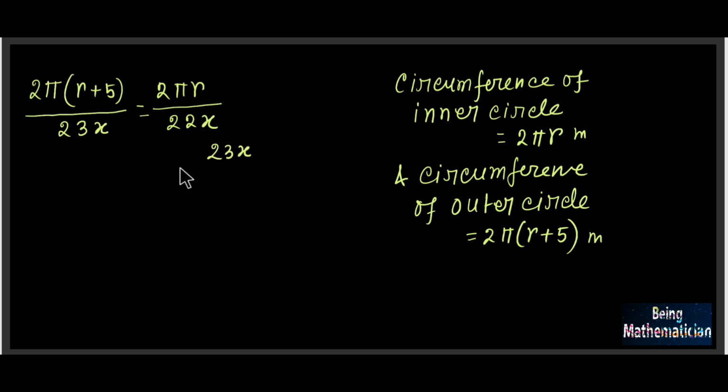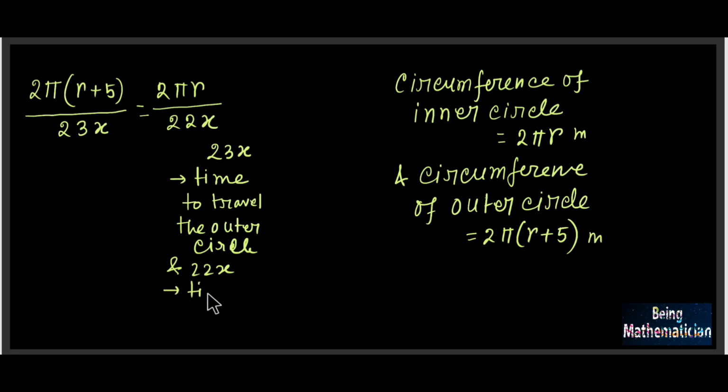is the time to travel the outer circle, and 22x is the time to travel the inner circle. Now let's find the value of r to solve this equation.